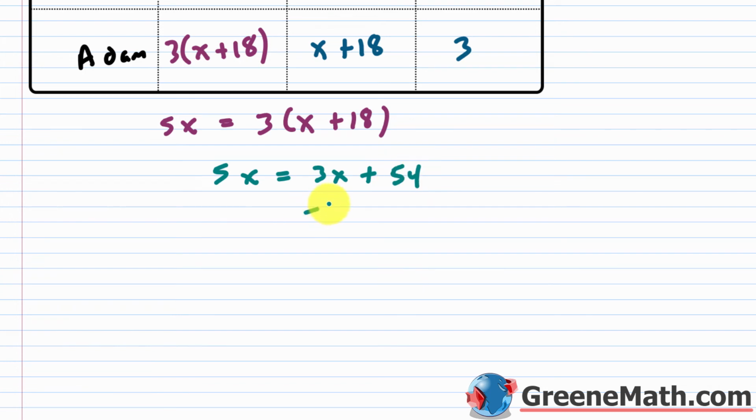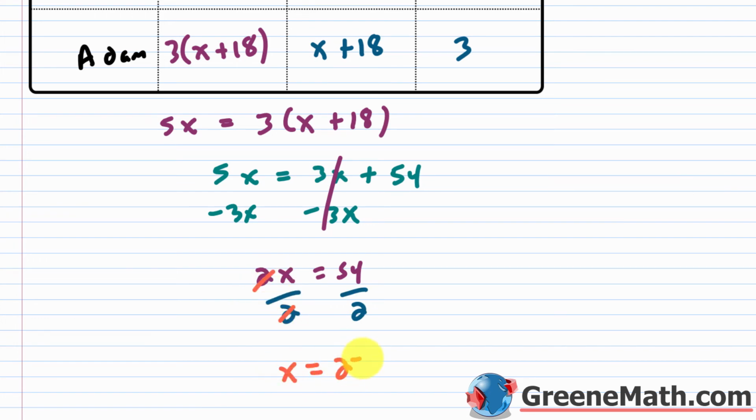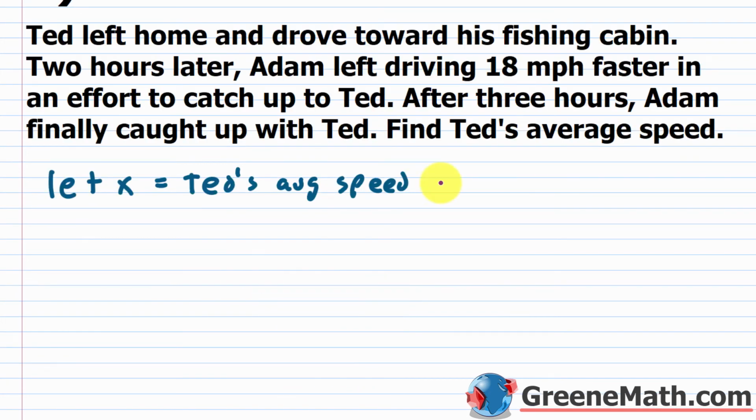And so let's subtract 3X away from each side of the equation. Let's make this 3 a little bit more legible here. And so what's going to happen is this would cancel, and you'd have 2X is equal to 54. Let's divide both sides of the equation by 2. And so what we're going to see is that this cancels. You'll get X is equal to 27. So this tells me that Ted's average speed was 27 miles per hour.